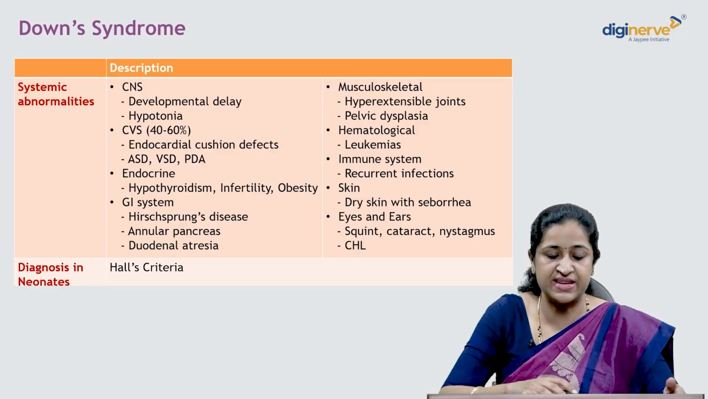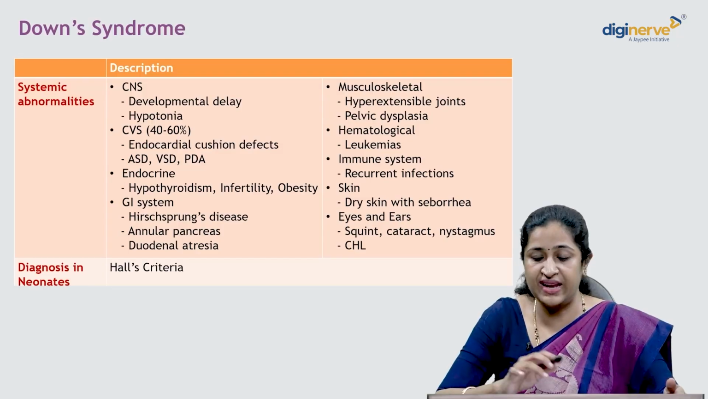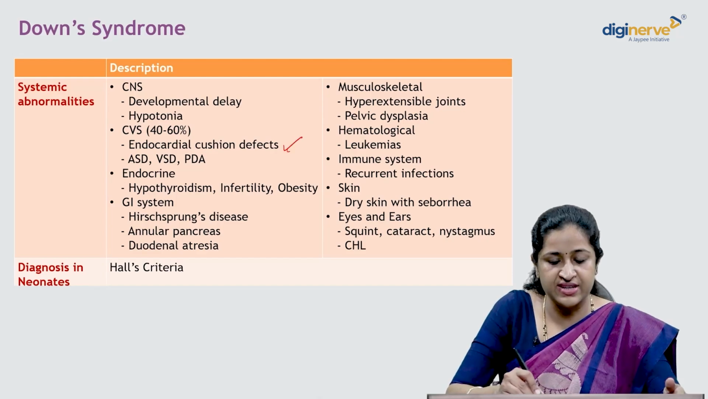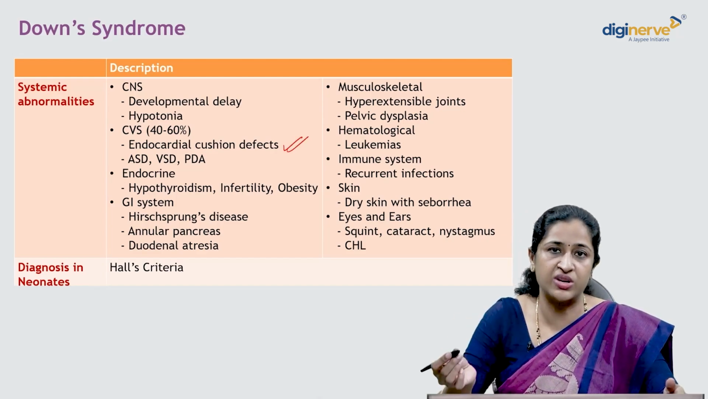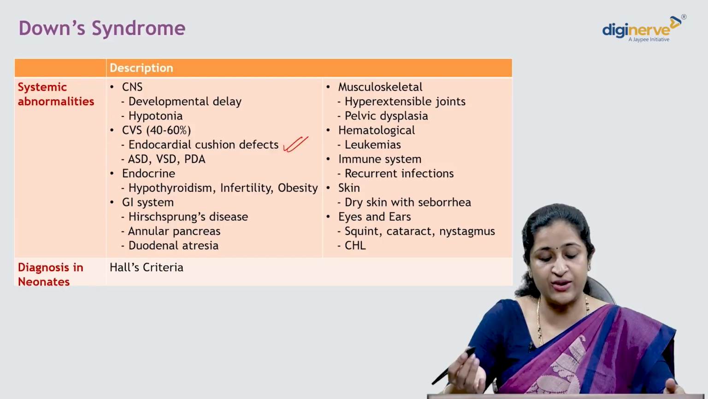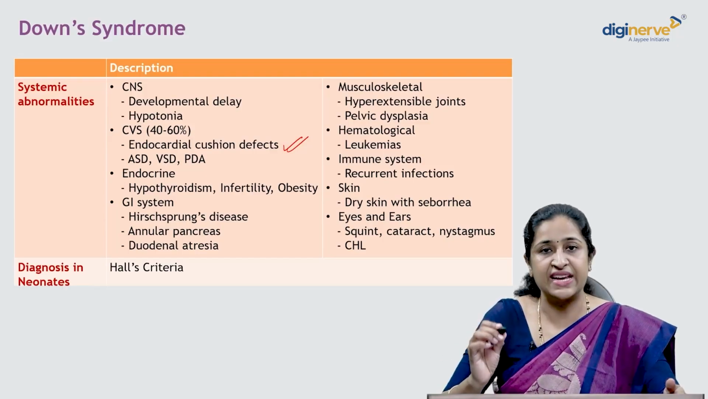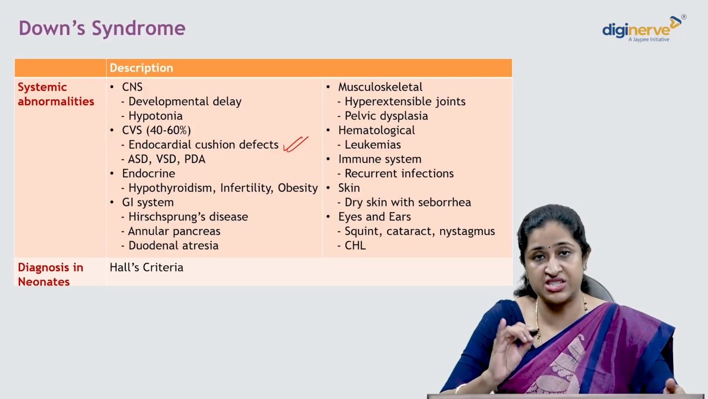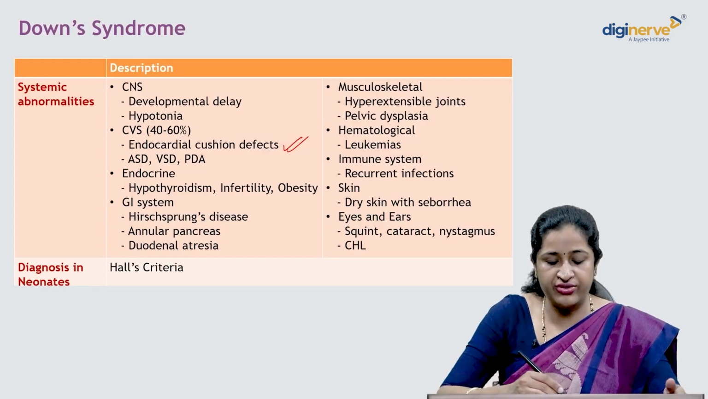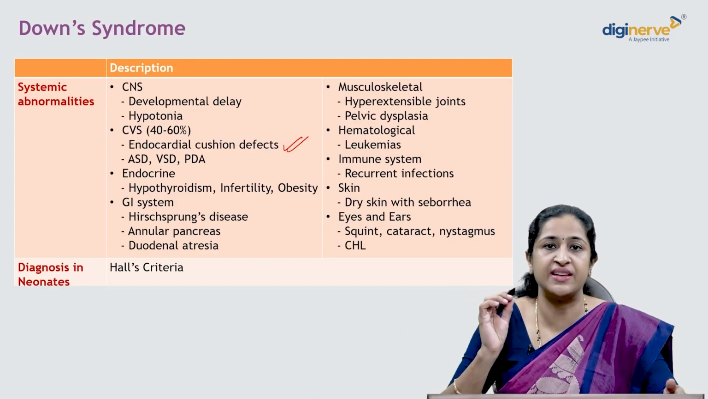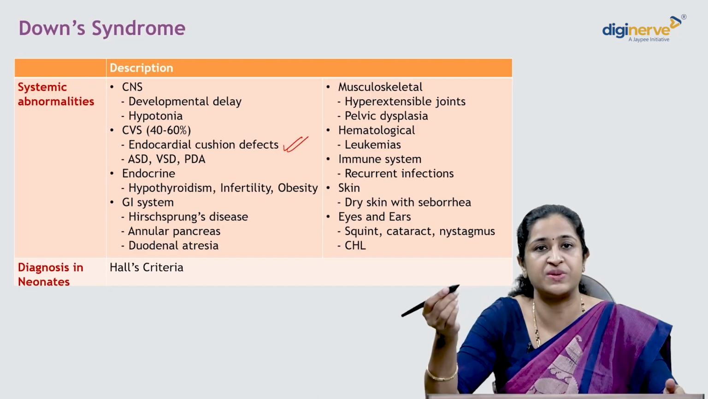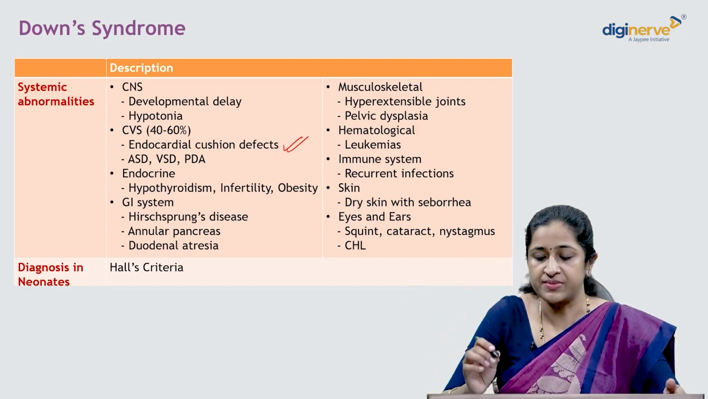So looking at each system, in the central nervous system, what do you have? You have developmental delay, you have hypotonia. In the cardiovascular system, classically you have the endocardial cushion defects. You also can have, even without the endocardial cushion defect, ASD, VSD or PDA. You have hypothyroidism, infertility and obesity as a part of the endocrine abnormalities. Gastrointestinal system, typically it is Hirschsprung disease, commonly duodenal atresia, annular pancreas, and all of it presenting with prolonged jaundice in the neonate. All of these, hypothyroidism, annular pancreas, duodenal atresia, will also present with prolonged jaundice in the neonate.